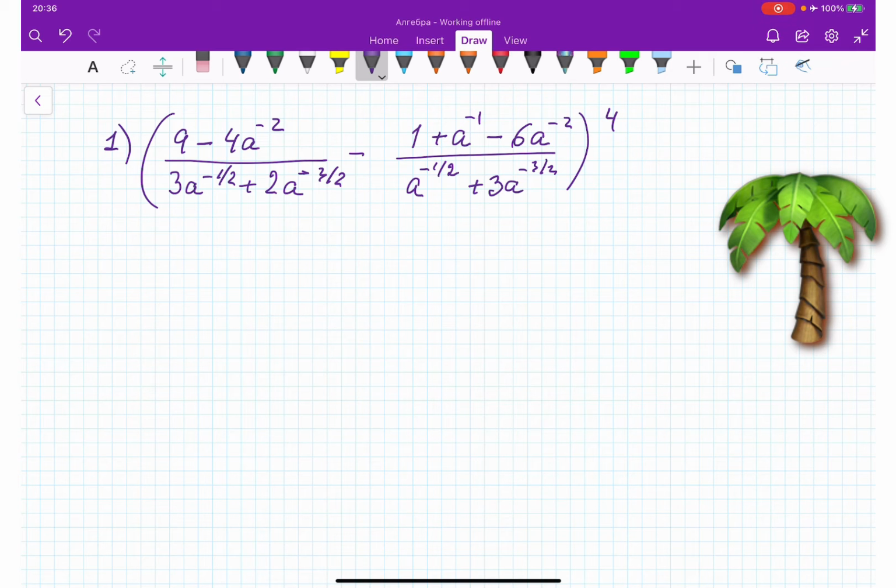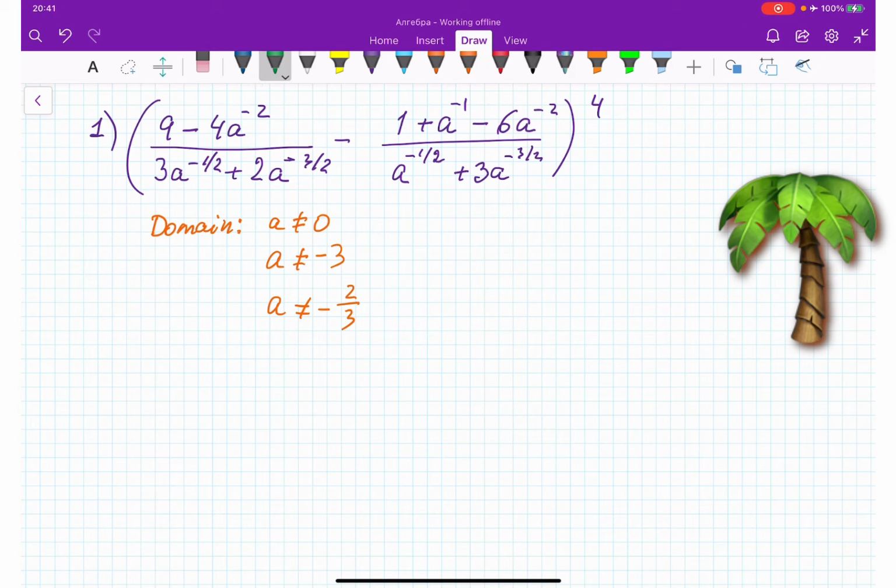So first of all, let's figure out the domain, since we have a rational expression. What is going to be our domain? So a cannot be equal 0, right? Because the denominator will become 0. Also, a cannot be equal negative 3. If you solve this denominator, you will get negative 3. And a cannot be equal negative 2/3.